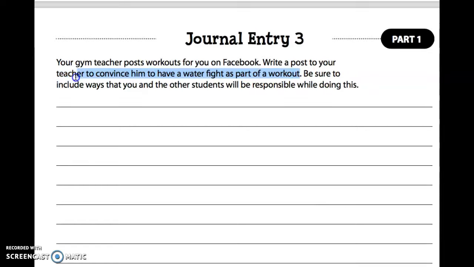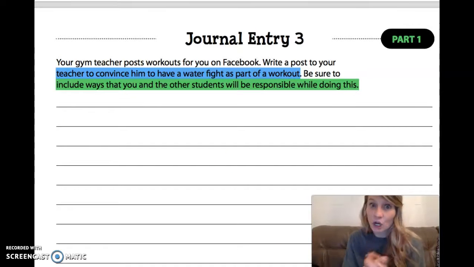Now, very, very important here. Once you convince them, you also have to include ways that you will be responsible. So how will you be safe while doing this? I can't wait to see what you guys write. Remember, pick a teacher to convince. See if you can convince Miss Herdman or Mr. Pachars why you should have a water fight as part of your workout.